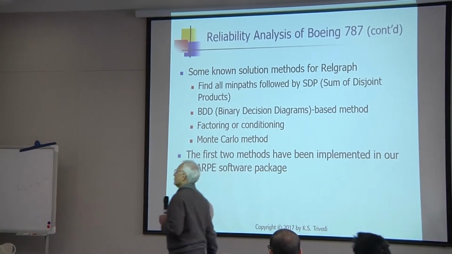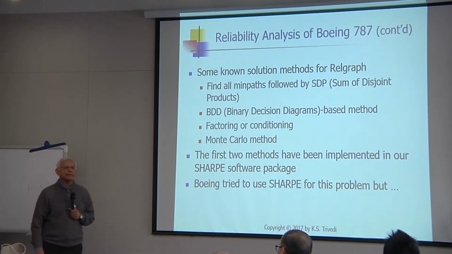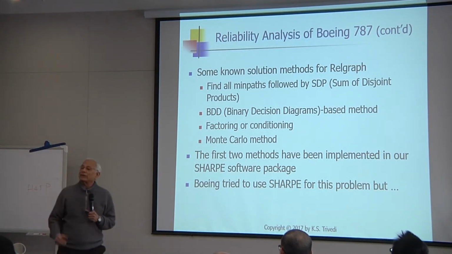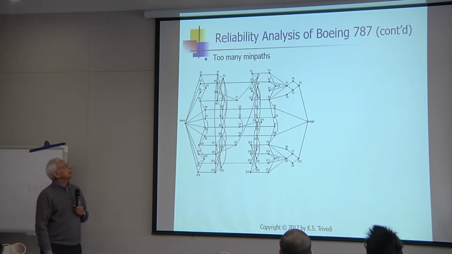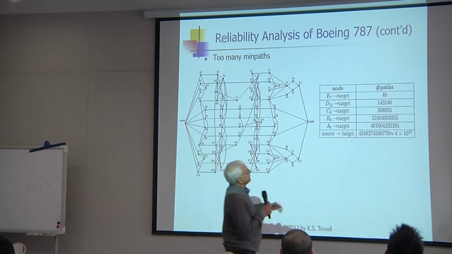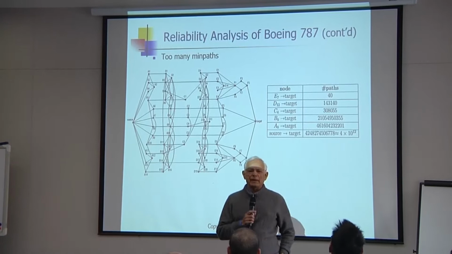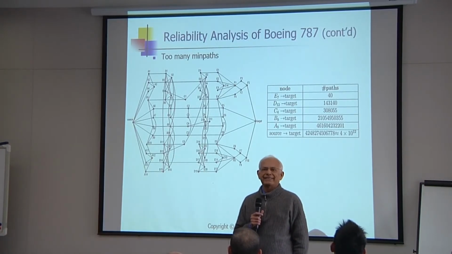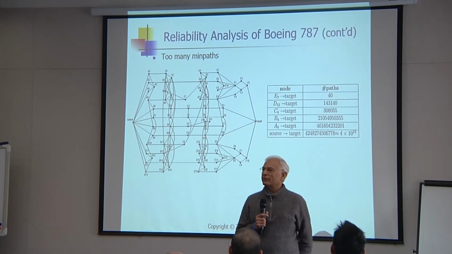They tried to use it, but what? It didn't work. Now, I won't tell you a story if I didn't have a solution, right? But it didn't work. So first of all, why did it not work? Well, too many min paths. How many is too many? Can you read this? 4.2 trillion. 4.2 trillion min paths. Nobody can solve this problem, right? But the problem has to be solved. If you want to certify the plane, you need to solve the problem.